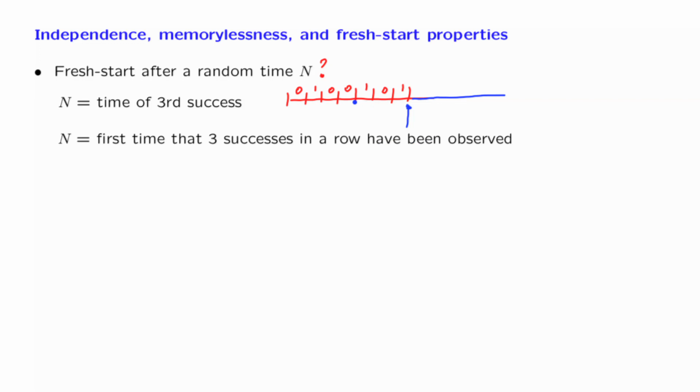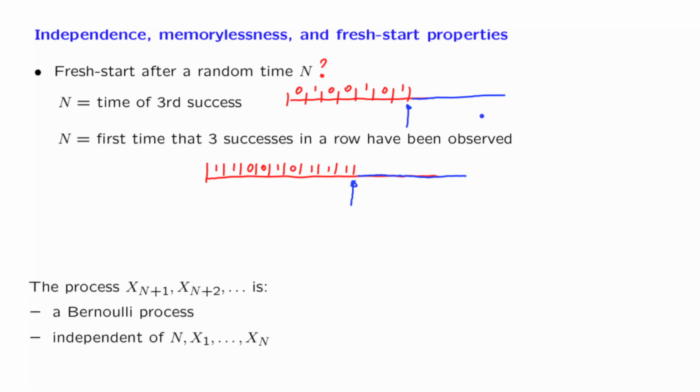Let us look at another example. Let capital N be the first time that 3 successes in a row have been recorded. So your friend again watches the process and they ask each time, did we see 3 successes in a row? Not yet, not yet, not yet. Yes, I just saw 3 successes in a row. And now your friend calls you in and you start watching the process from this point in time. By the same argument as before, whatever happens in the future is going to be Bernoulli trials that are independent from the past, so you will again have a fresh start property starting from this time.